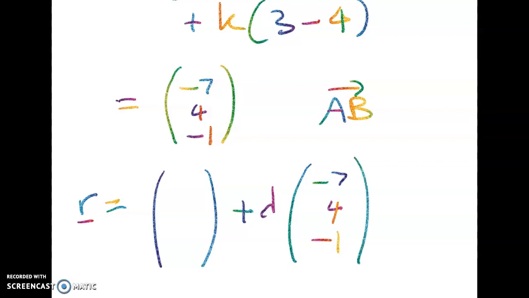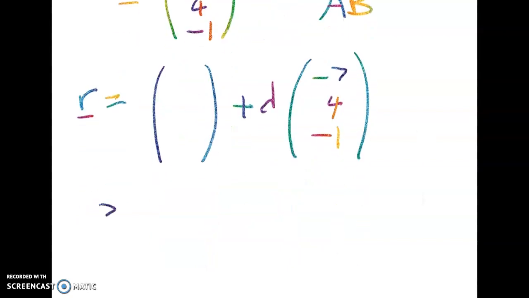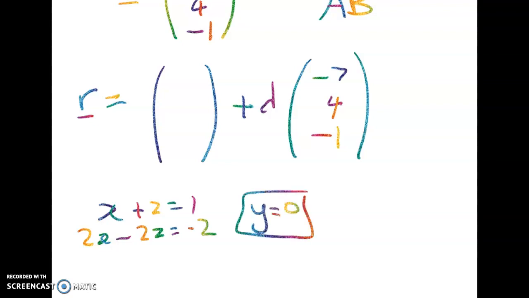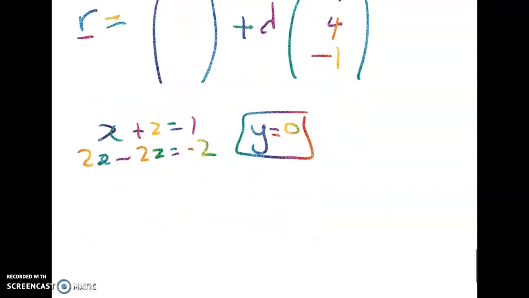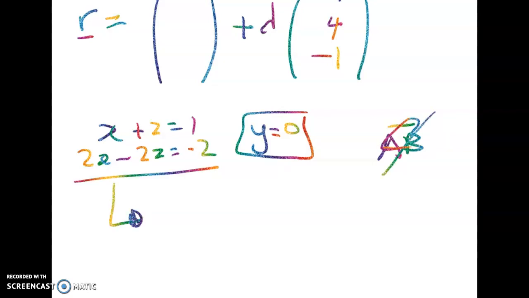So we can go back and we'll do exactly what we did before. We're going to have x plus z equals 1, 2x minus 2z equals -2, letting y equal 0. So you're still going to have to do some of that work to get one point, but you don't have to be bothered getting both points and finding A, B manually. So it cuts out on some of the work. I'm not going to do all that again, but that's what you'd have to do, and that gives us our point A, 0, 0, 1.